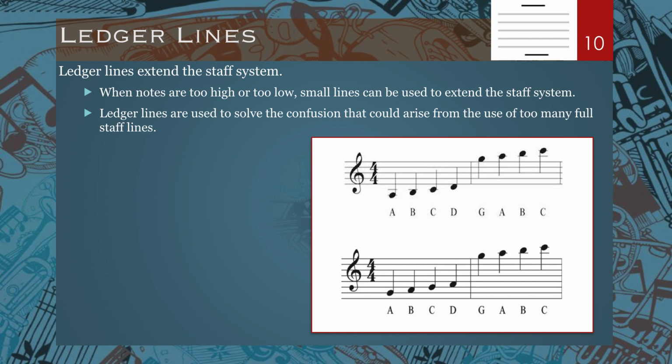And essentially, this allows you to extend the staff system by 5 ledger lines or more above the staff and still maintain a simple system where musicians, once they get familiar with their notes, can immediately look at these notes and know exactly what their names are and how to play them.